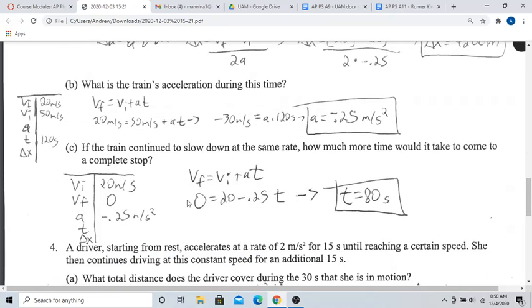Nice. All right. Next question. A driver starting from rest accelerates at a rate of 2 meters per second squared for 15 seconds until reaching a certain speed. She then continues driving at this constant speed for an additional 15 seconds.